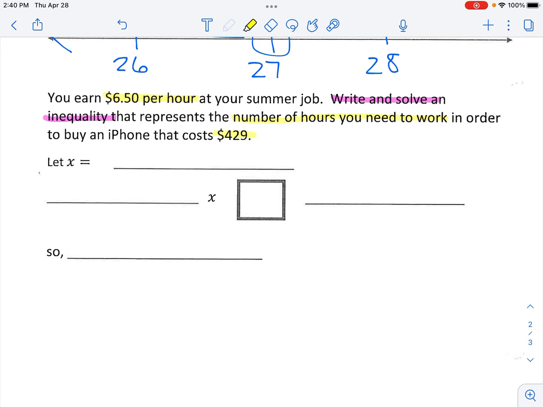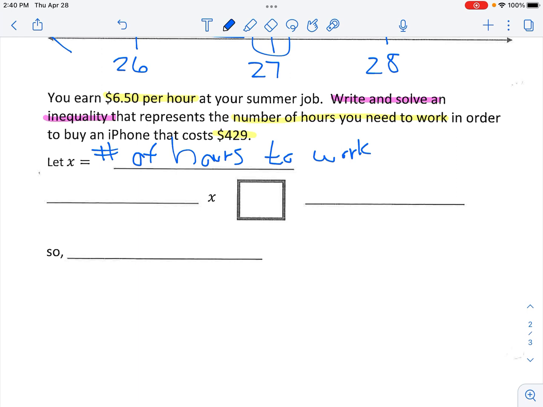So the first thing we're going to do is define the variable. What is the X going to mean? Well, in the question it says, write and solve an inequality that represents the number of hours that you need to work. So let X equal number of hours to work. That's what we're trying to figure out. How many hours do I have to work to buy my iPhone?